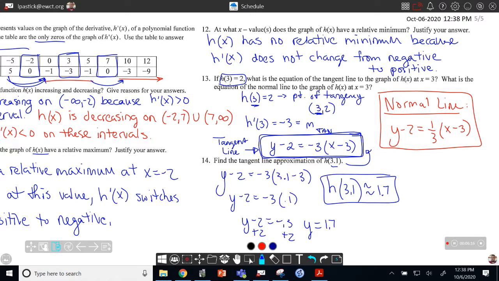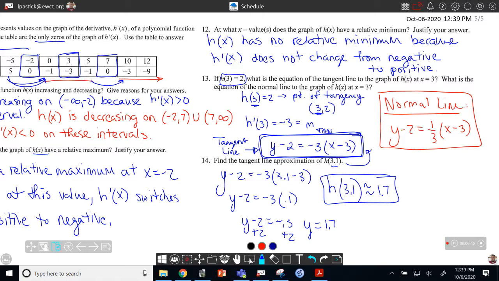So I've taken the value that they want us to approximate, which is 3.1. I've plugged it into the tangent line equation that came from the point of tangency of x equals 3 for the x coordinate. Those two values, 3 and 3.1, must be very close together or else this is not a good idea to do this way. So we used our tangent line from the previous example, plugged in 3.1, did a little bit of math, and we got that y was approximately 1.7, so h of 3.1 is approximately 1.7.